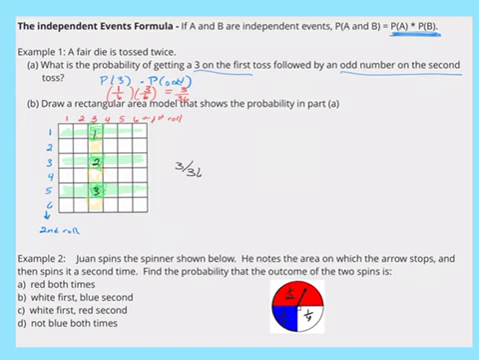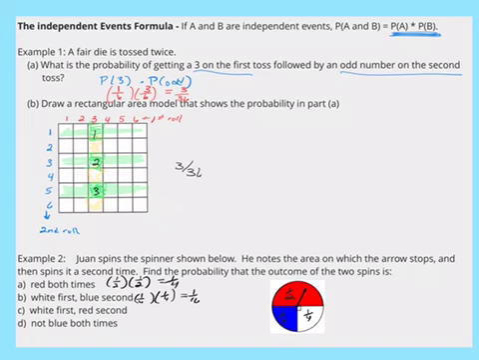Because the events are independent, we're looking at just two separate spins. If we look at red both times, the probability of red on the first spin is a half, the probability of red on the second spin is a half. So that would give us a probability of 1/4 for both spins. If we look at the probability of white on the first spin, I can see that the probability of white is 1/4, and the probability of blue is 1/4. So the probability of white first, then blue second, would be 1/16.